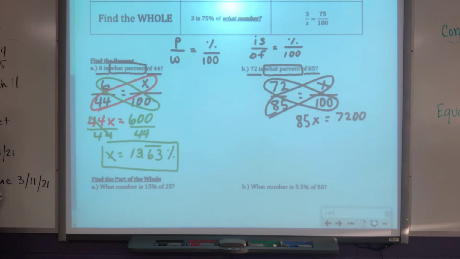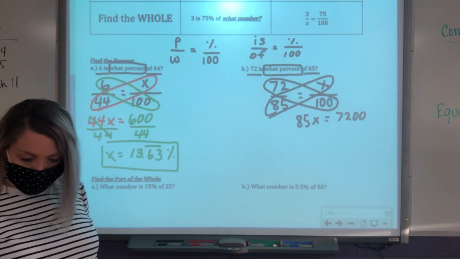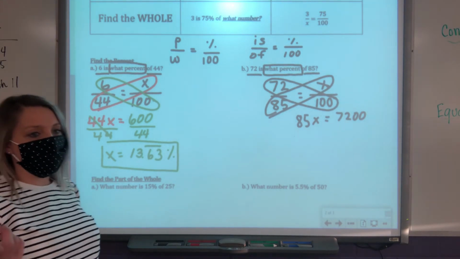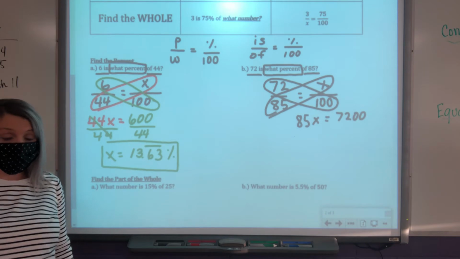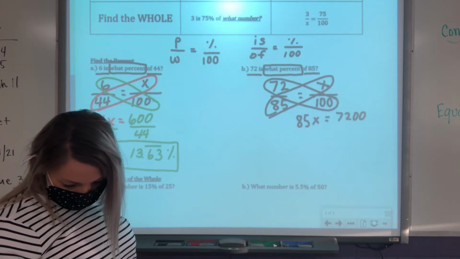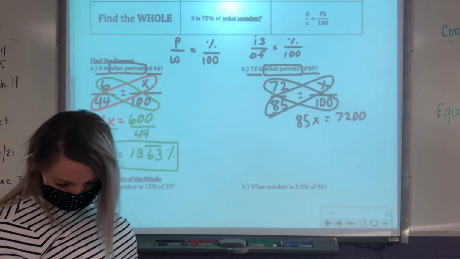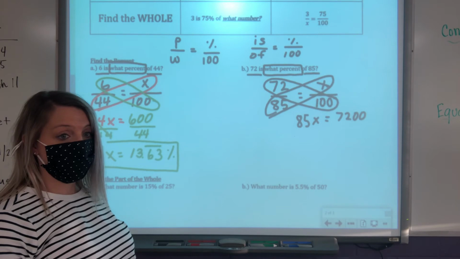What do you think is an appropriate place to round to? I would actually round to the nearest hundredth, so 2 places past the decimal. So this is 84.705888235. I would actually round this to 84.71.